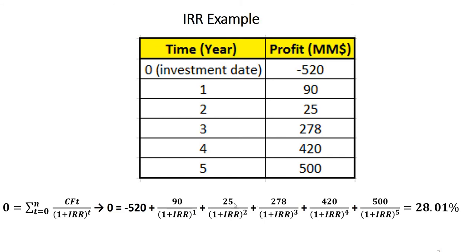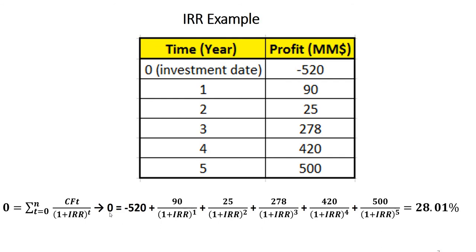Now, we have to put an IRR in all these terms in the denominator to yield an NPV of 0. So if you try this, if you put 28.01%, you should get an NPV of 0.